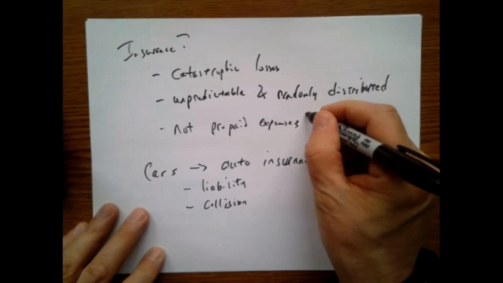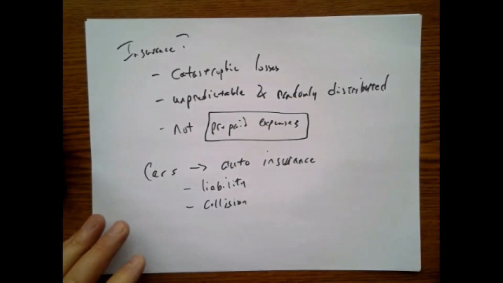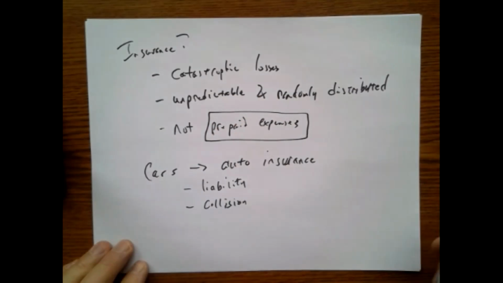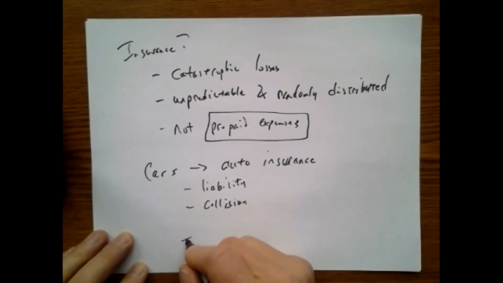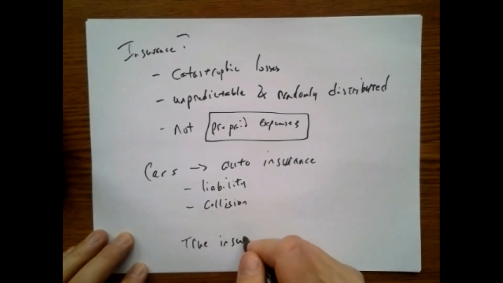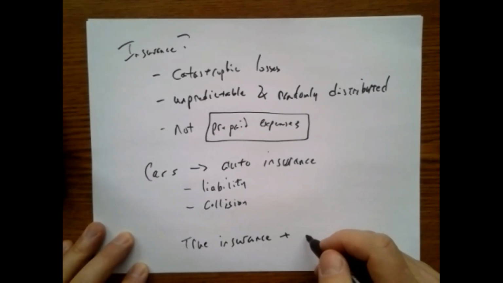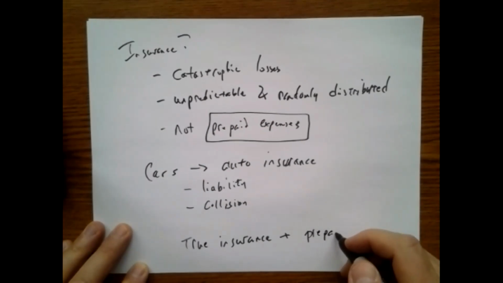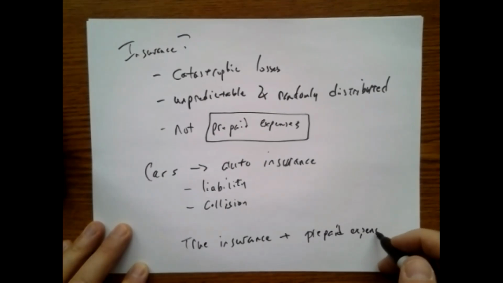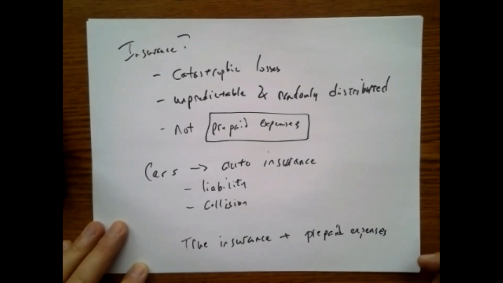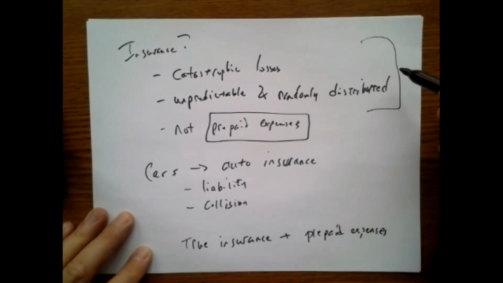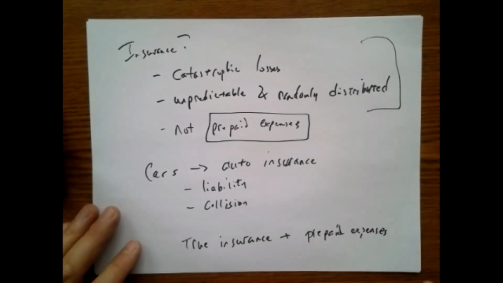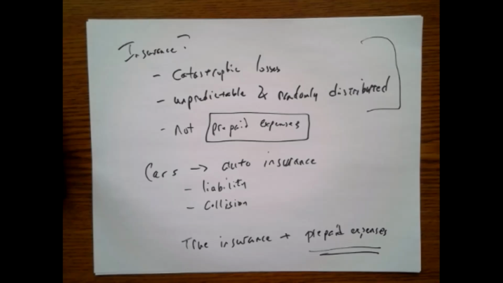Now, I want to talk about prepaid expenses because health insurance is the combination. When we talk about health insurance, it's really true insurance plus prepaid expenses. And that's why health insurance is so expensive: there is a component of catastrophic loss insurance in health insurance, but there is also a large chunk of prepaid expenses built in.